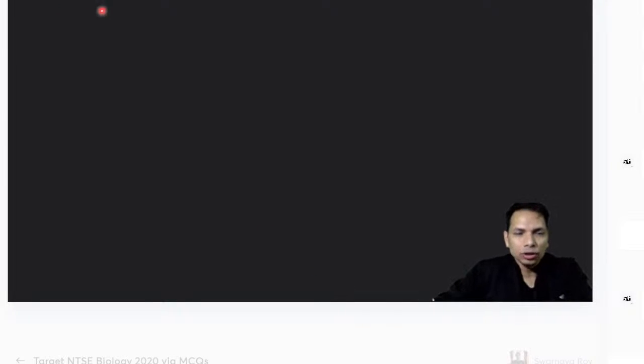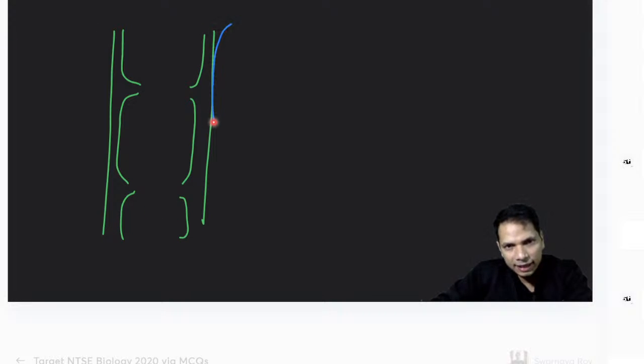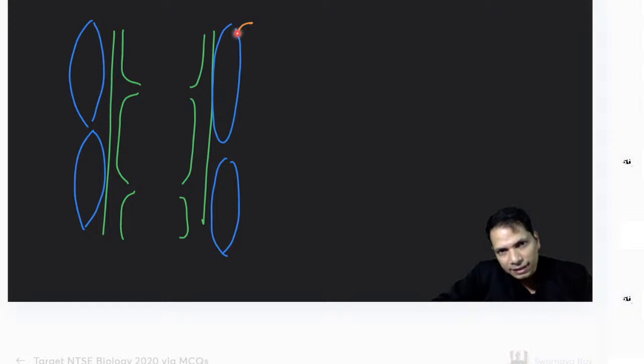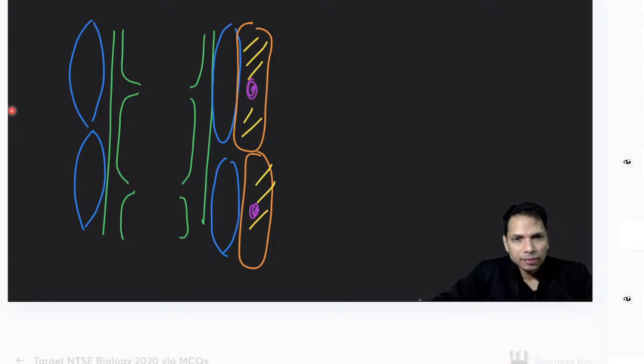Look, I'm going to draw this. This is the xylem vessel. Here, the end walls are all dissolved, right? The end walls of the xylem vessel are dissolved, and on its side we have these tracheids, fusiform, spindle-shaped tracheids. And next to them on the side we have xylem parenchyma, and in xylem parenchyma there is a nucleus and there is cytoplasm. This is the xylem parenchyma.